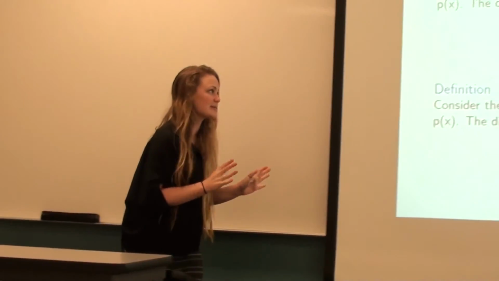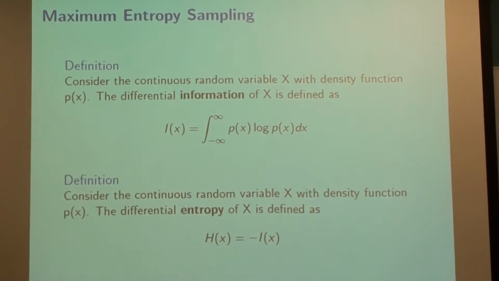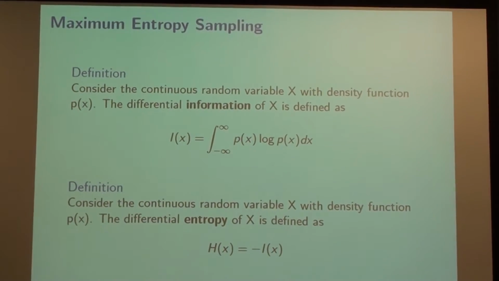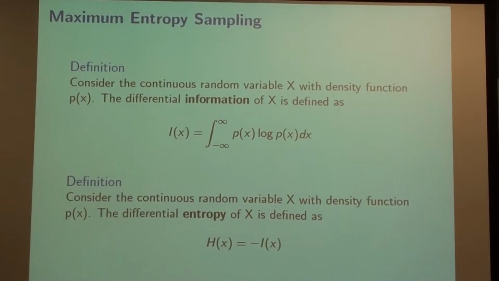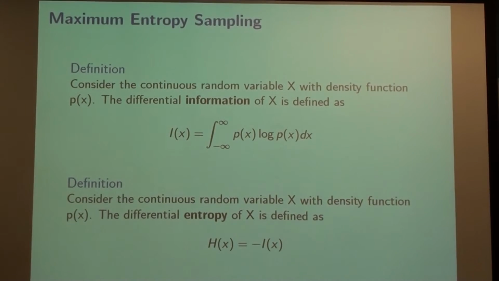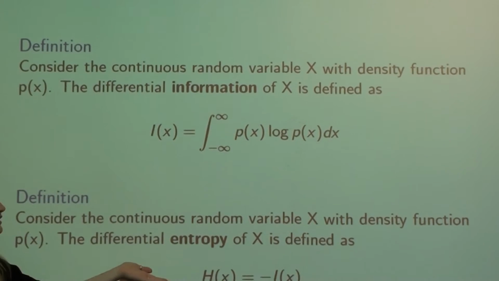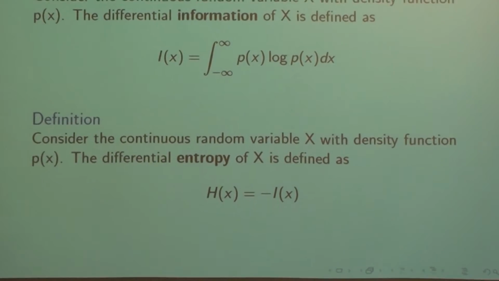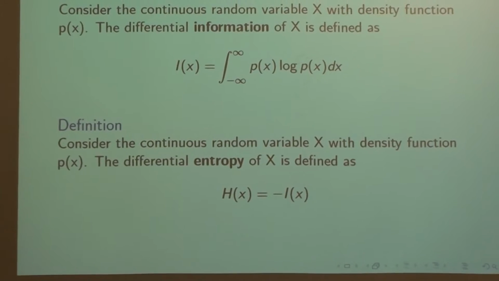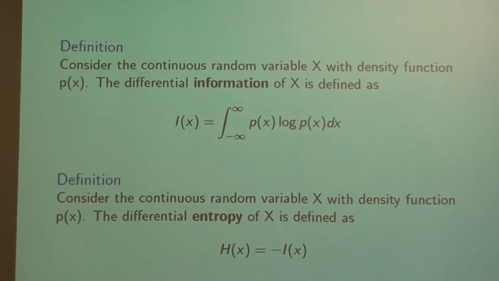Okay, so now that we have a way to visualize and interpolate the methane plume, we want to introduce our sampling method. This is maximum entropy sampling. For those of you who are semi-familiar with information theory, I'm sure you've seen this definition before. This is the definition for the amount of information for a continuous random variable. And then the definition for the entropy is just the negative of that information. So basically two different ways to think about the same thing.